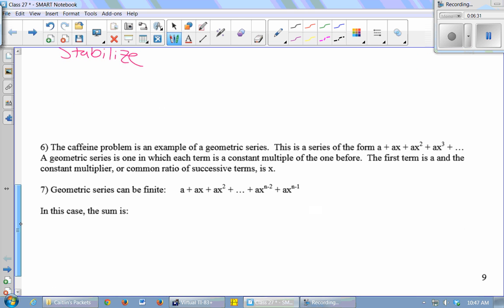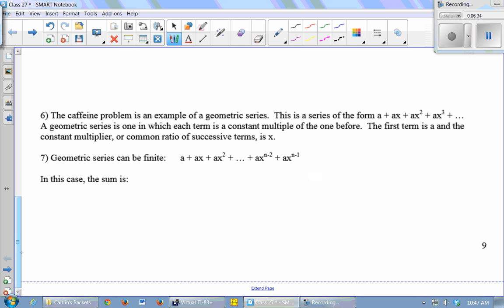So let's look at why. The caffeine problem is an example of a geometric series. This is a series of the form a plus ax plus ax squared plus ax cubed, which means that each term in the series is a constant multiple of the one before, right? A times x is ax, times x again is ax squared, times x again is ax cubed. So that's what makes it geometric. The first term is a, the constant multiplier or the ratio of successive terms is x.